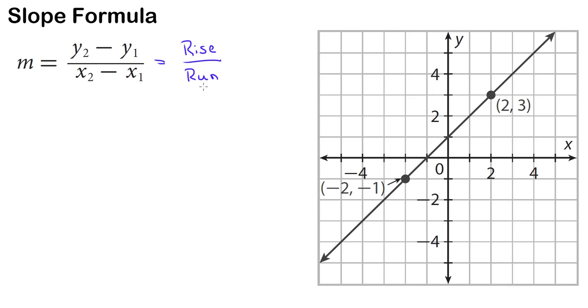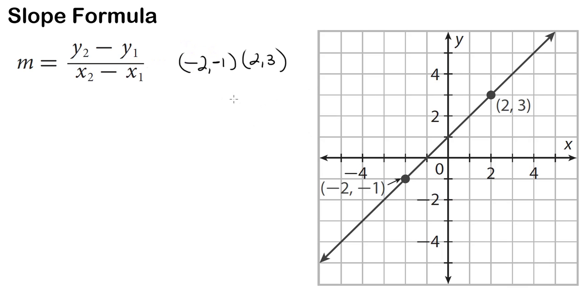And the run is the same thing. It's the difference between the x values of the 2 points. So again, x2 minus x1 means the x from the second point minus the x from the first point. And that gives you your slope, which is the rise over run.